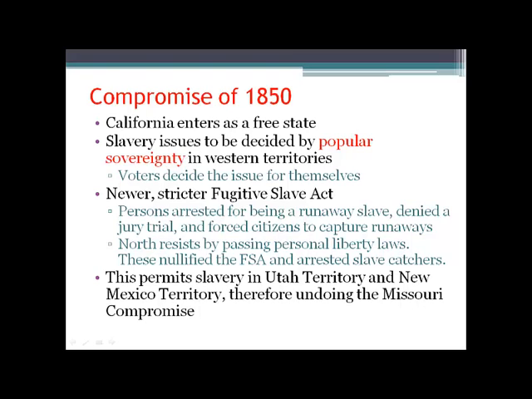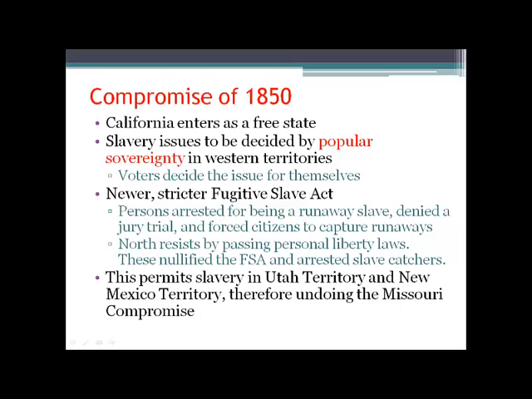So if you are arrested for being a runaway slave, you do not get a jury trial, and you actually have to go back to the South. People can catch you and bring you back to the South. That's always been the case, but now it also forces northern citizens to capture runaways. If you knowingly aid a slave on the way to the north, you can be arrested for not capturing the runaway and reporting them and turning them back over into slavery.